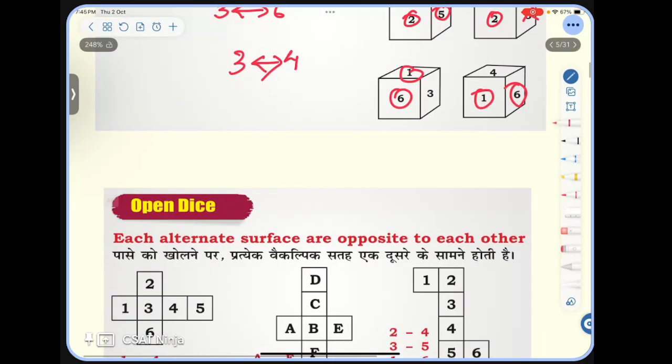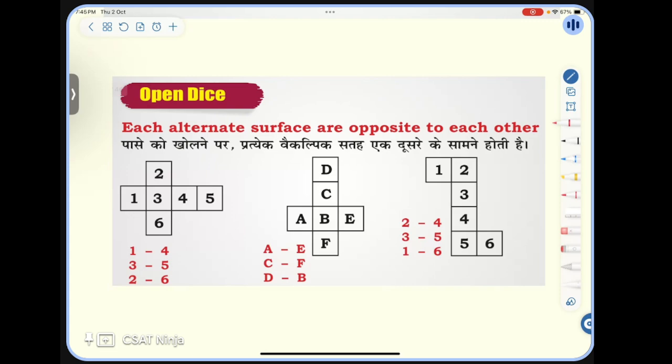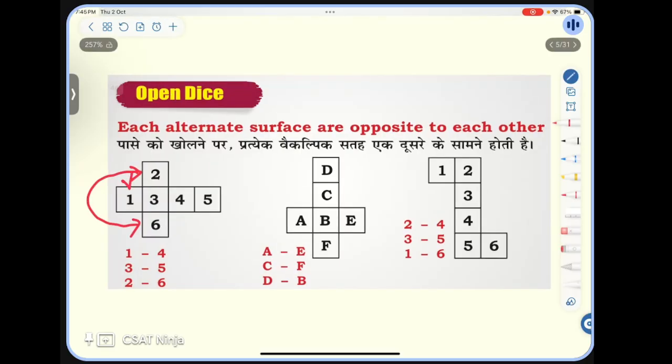Let's go to next. Sometimes you will see open dice, and NSSB asks lots of questions based on open dice as well. So one tip for you guys is that if you see an open dice, always remember that the opposite faces will be alternate to each other. What do I mean by that? This branch will always be opposite to the other branch. And alternately, this one will be opposite to this one, and this one will be opposite to this one.